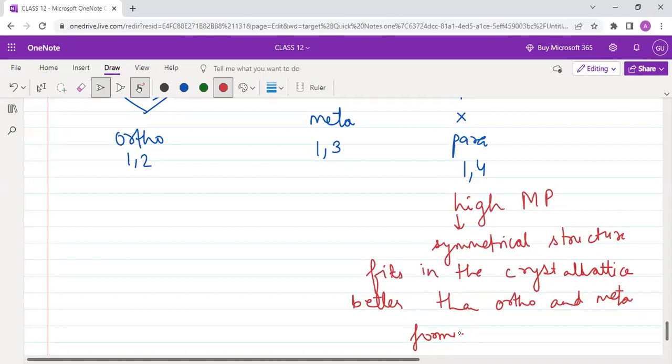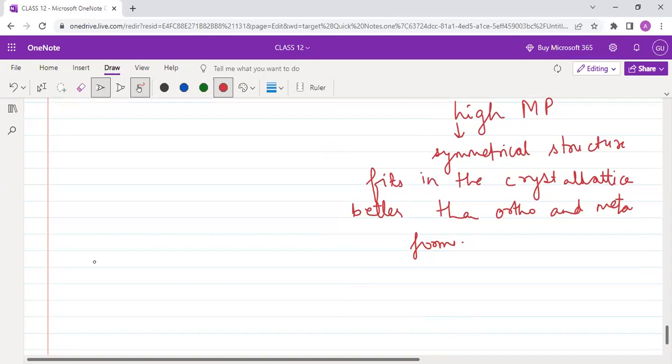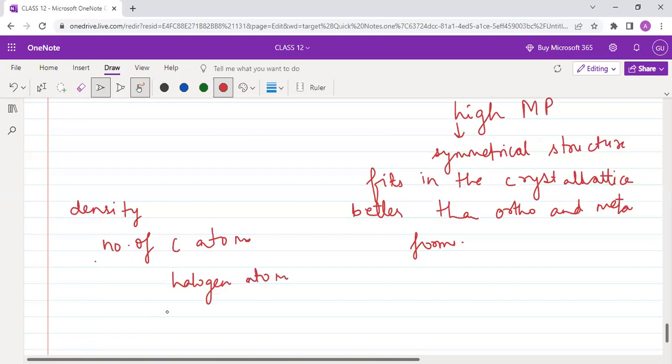Now, if we talk about density, you should know that with an increase in the number of carbon atoms, with an increase in the number of halogen atoms or the mass of the halogen atoms, density will increase. If there are more carbon atoms, density will increase. If there are more halogen atoms, density will increase. And it will also depend upon the mass of the halogen atom. If the mass is more, density will be more. So this way you can do the order of density.